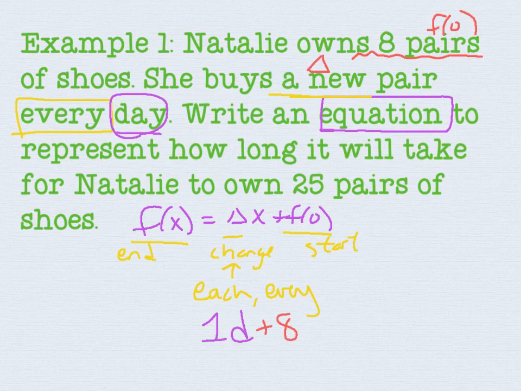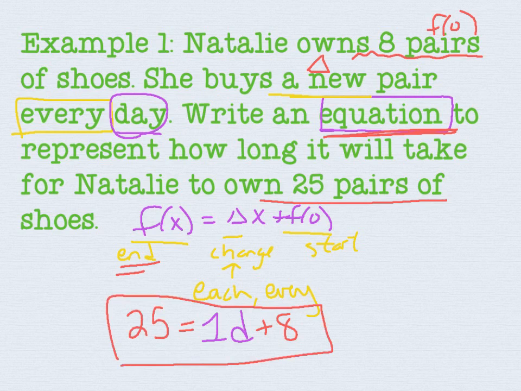Now, if we were just doing skill 1, we would be done right now because we made the expression and talked about the change and the starting value, but again, this time we are looking for an equation. So I also need to know what is the end value. How many pairs of shoes will Natalie have at the end? To own 25 pairs of shoes, that's our goal, is to have her owning 25 pairs of shoes. So that 25 is going to be our end value. So our equation is 25 equals 1d plus 8.